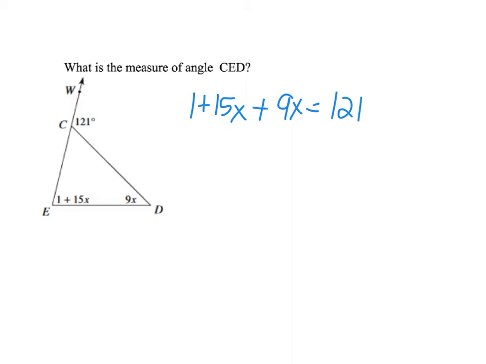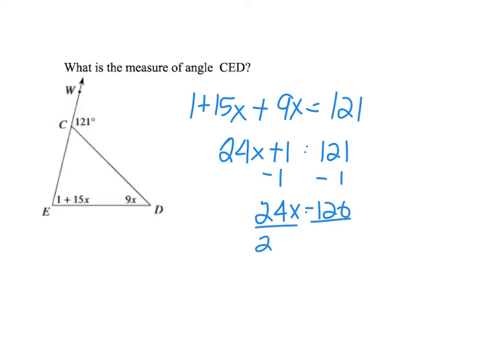So from here, I could combine my like terms to get 24x plus 1 equals 121. Subtract 1 from both sides, and I get 24x equals 120. Divide both sides by 24, and I get x equals 5. Now, if you did not solve it that way, that's okay. If you got 5, awesome.